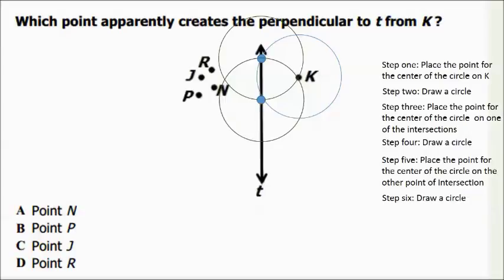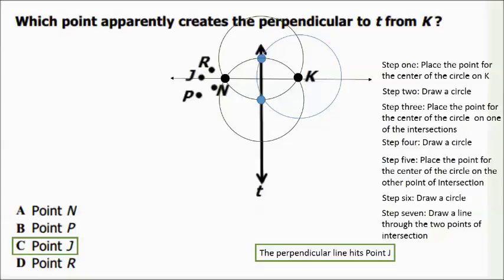Wonderful. So step 7, I'm going to draw a line through the 2 points of intersection. Right? So when I draw this straight line, I see that I hit point J. So the perpendicular line hits point J.